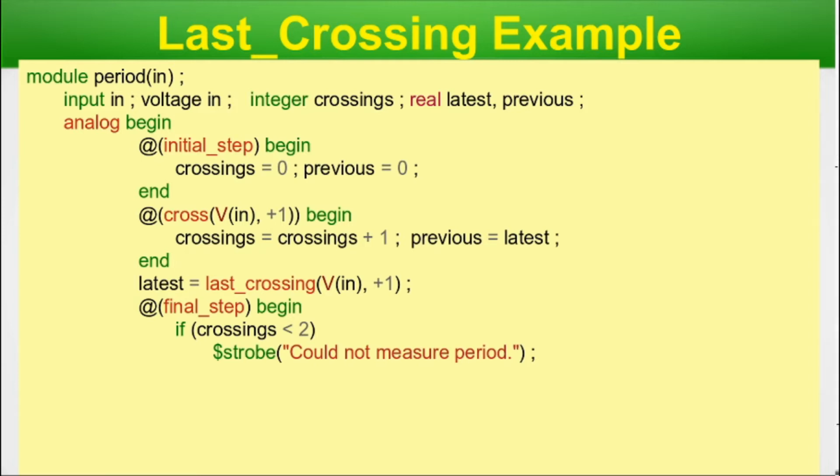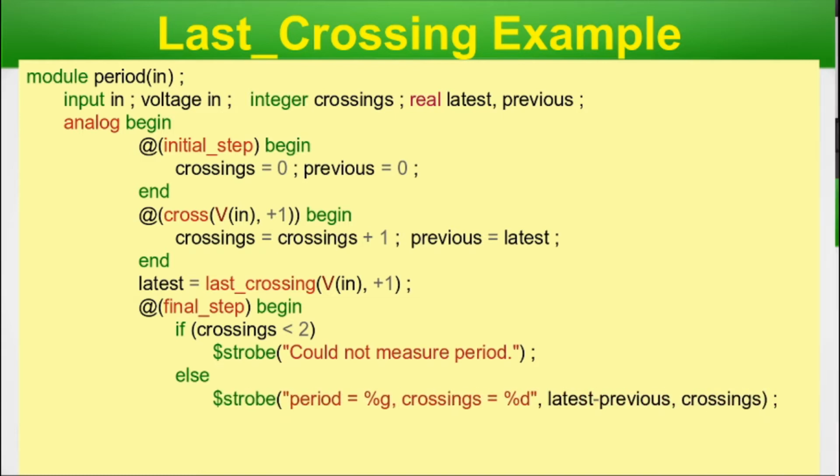So here let's see the next print statement. Here comes the else condition. Else the period and the crossing will be printed here. Okay, so once this crossing has happened more than once, then we will be able to measure the period, and in that case this period and crossings will be printed. Okay, and we close the final step block with end, and we close our analog block with end, and then we close the module here. So this, guys, this is the example of the last crossing.